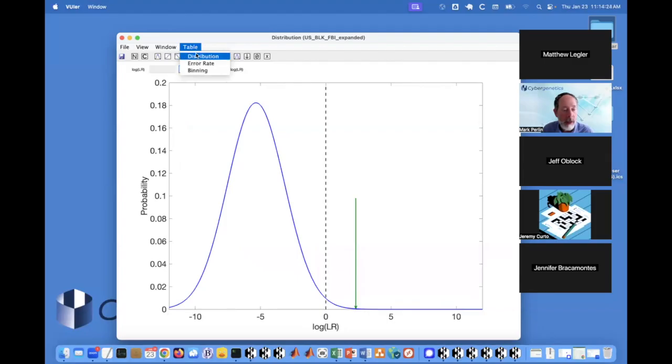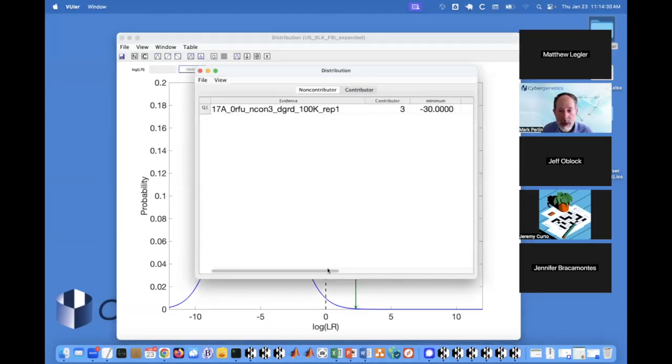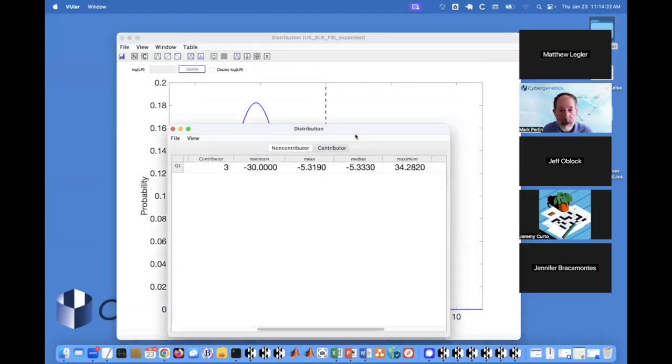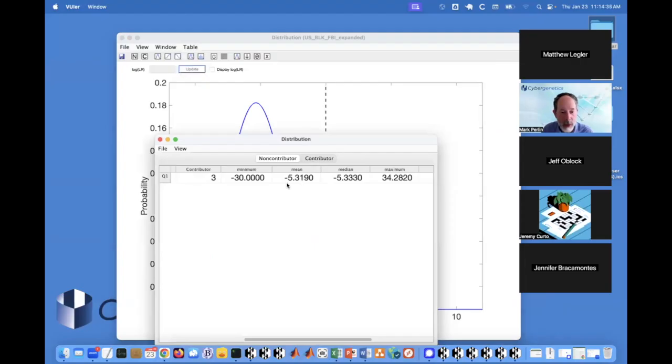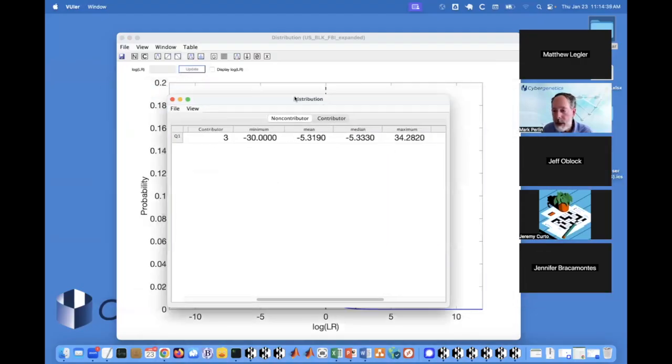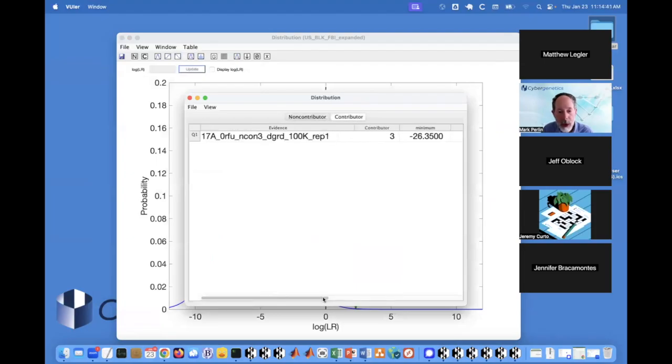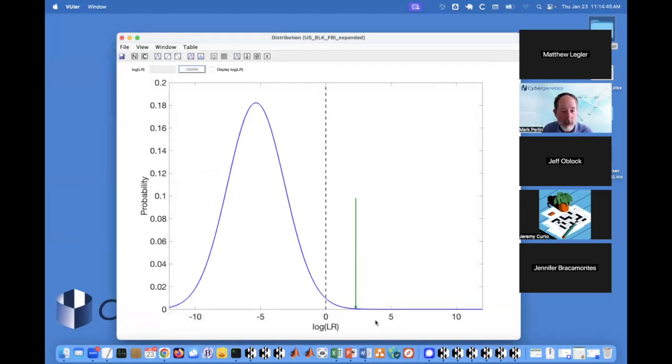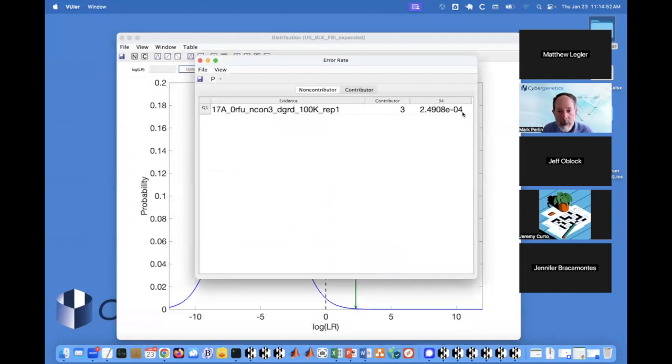In the table menu, we have distribution, error rate, and bidding tables. Distribution will give us information like what is the mean of these curves. So here is -5. That's about the mean of this non-contributor curve. We can do these same statistics for the contributor curve. We can also answer that question of how much area is under there in the error rate table. So right here, and I'll change this to a 1 in value.